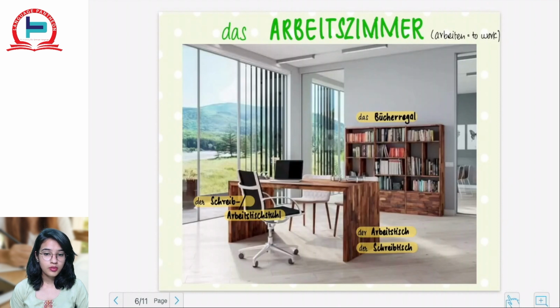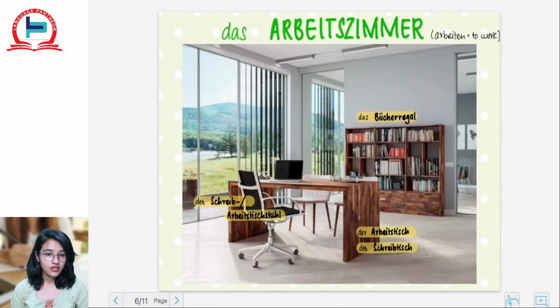Then you see a table here, and we would just say der Tisch for the table, but since it is here in the workroom, a table associated mainly with working, writing something, or studying, we can also say der Arbeitstisch oder der Schreibtisch. Der Arbeitstisch means the work table, oder der Schreibtisch means the writing table or the study table.